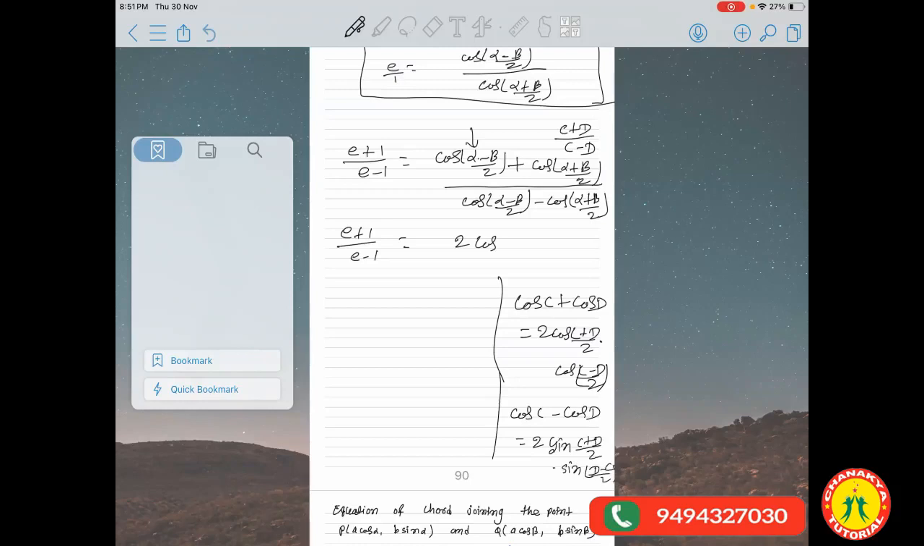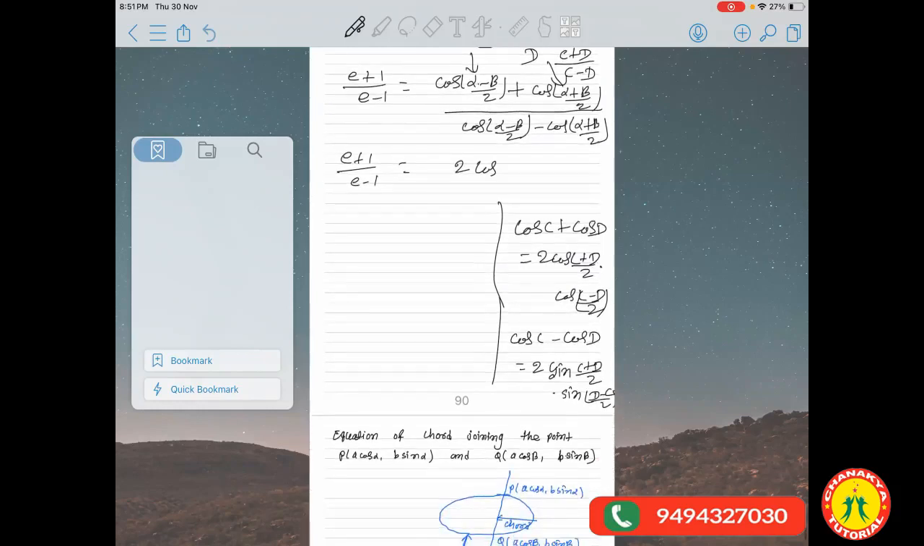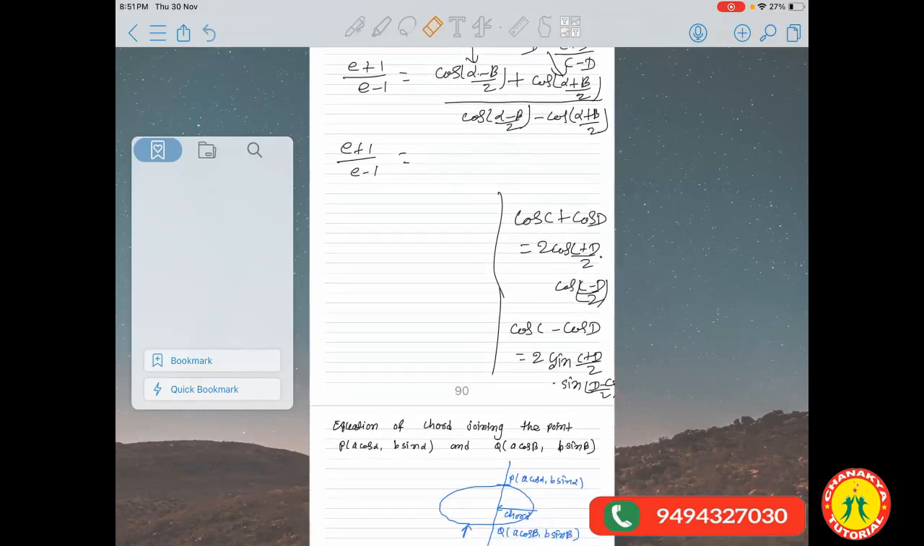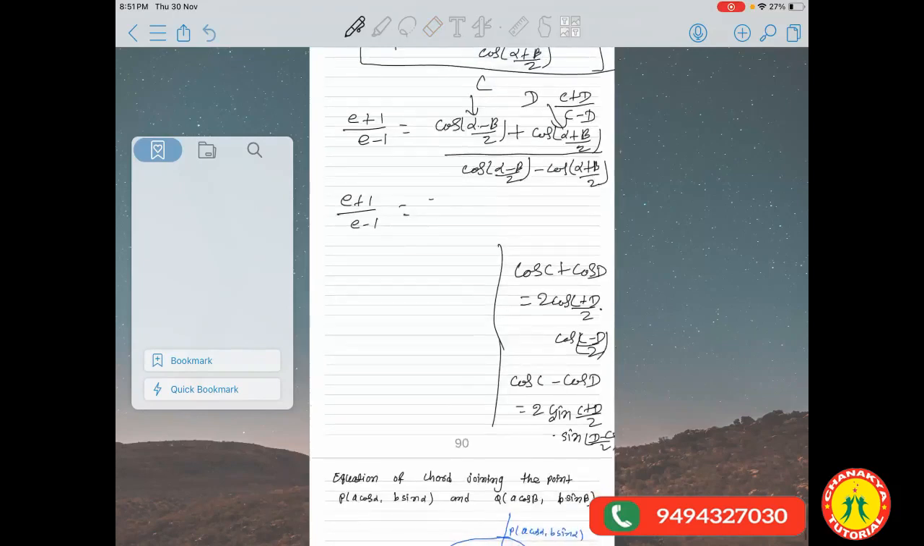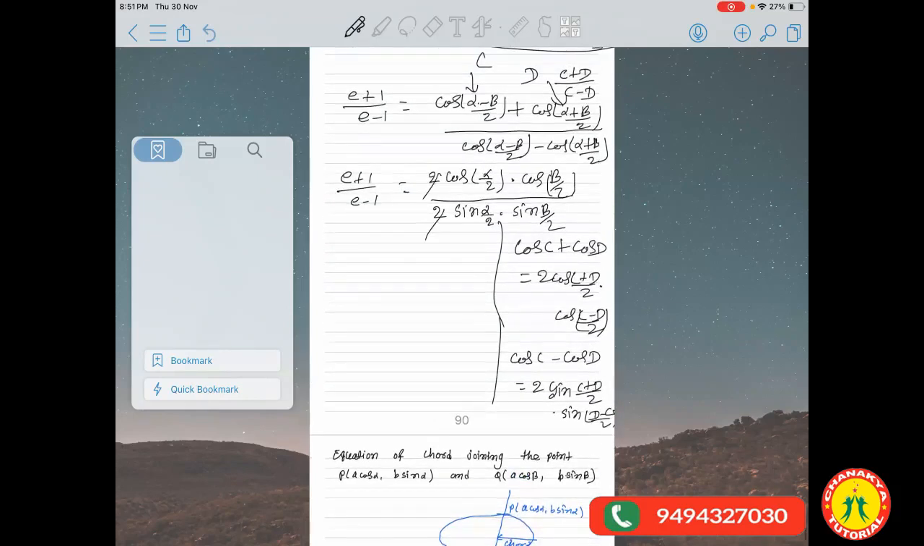So apply this formula. Assume that alpha minus beta is C and alpha plus beta by 2 is D. Now apply this formula and get the answer. We get 2 times cos alpha by 2 into cos beta by 2 in the numerator, and from the denominator 2 times sin alpha by 2 into sin beta by 2. Now the 2 cancels out.